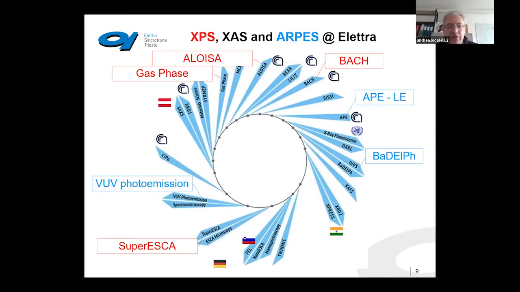at least on the photoemission beamlines. And I just want to focus on the beamlines we have at Elettra. Many of those are actually part of the CERIC consortium. The beamlines that you see here, SuperESCA, VUV, gas phase, ALOISA, BACH, APE, low energy, and others are specialized really in XPS, XAS, and ARPES.